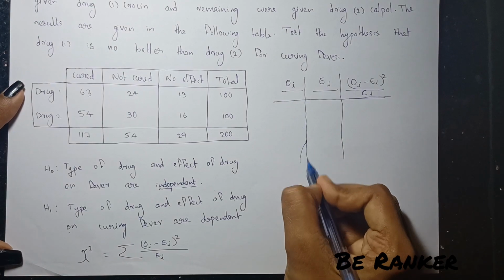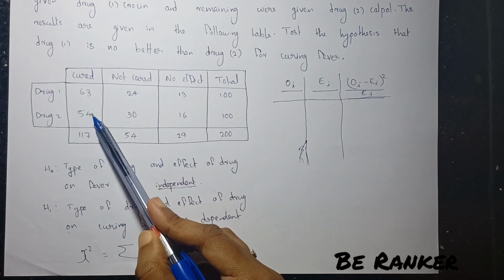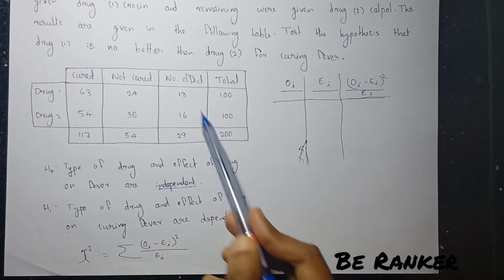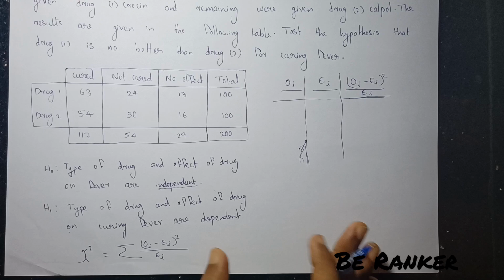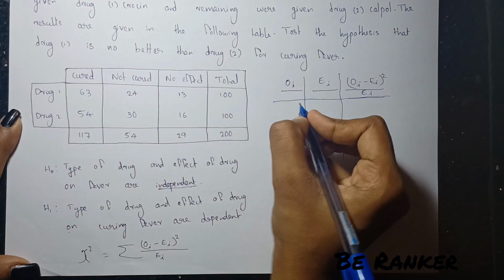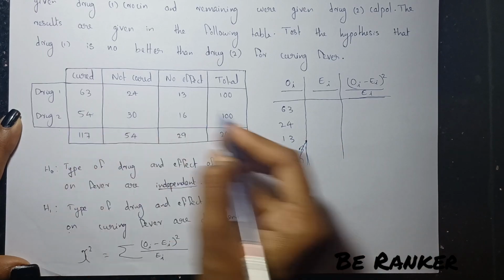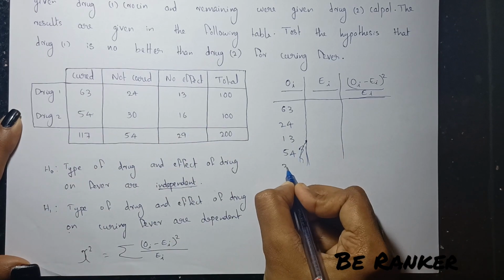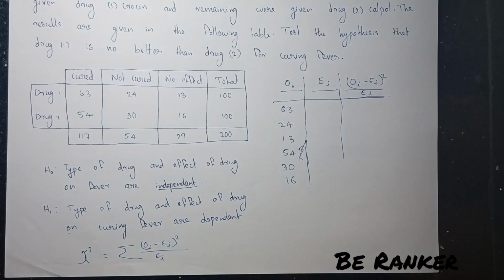What are the values of OI? These are the values of OI: 63, 54, 24, 30, 13, 60. These six values are the values of OI. What is OI? OI is the observed value, the observed frequency. Okay, so 63, 24, 13, 54, 30, 60. These are the values of OI.